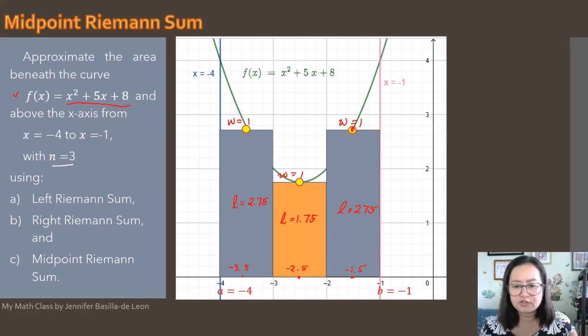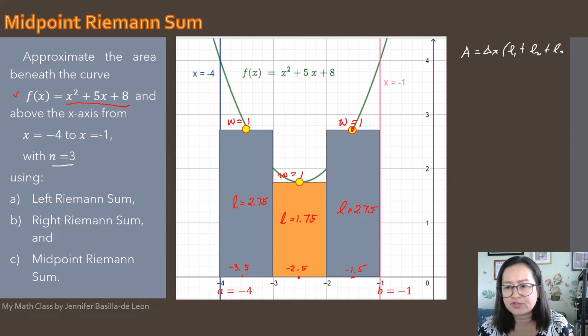Now to get the total area, we can have the shorter way, which is delta x times the sum of the lengths of the three rectangles. So delta x is 1, the length of the first rectangle is 2.75, the length of the second rectangle is 1.75, and the third is 2.75.